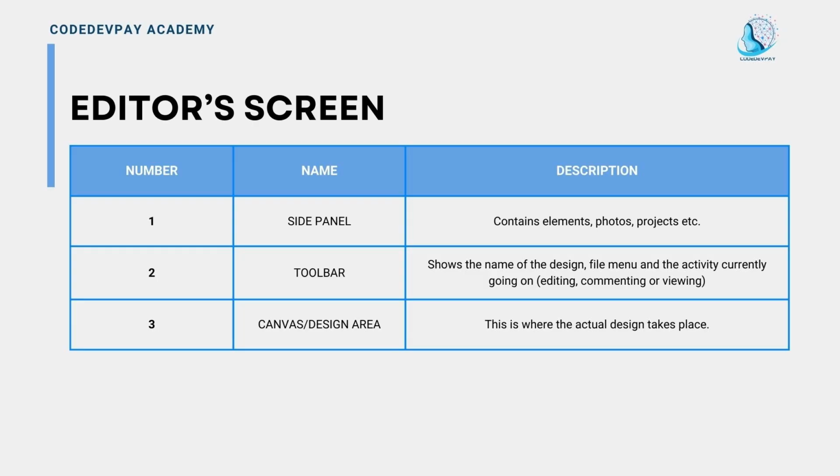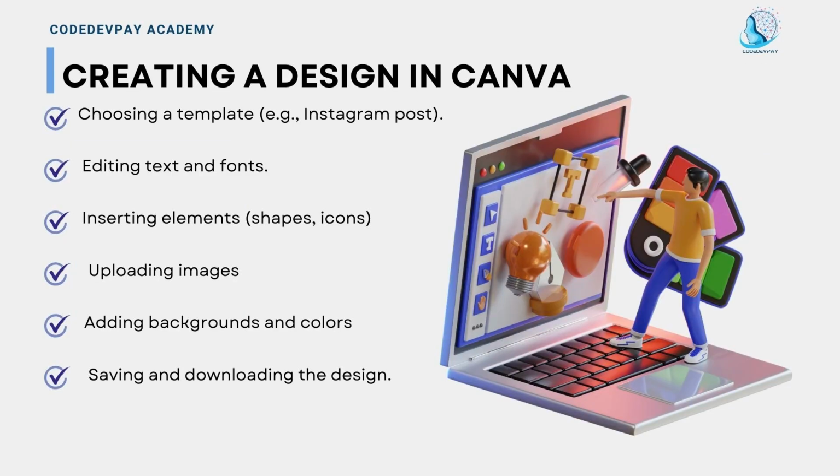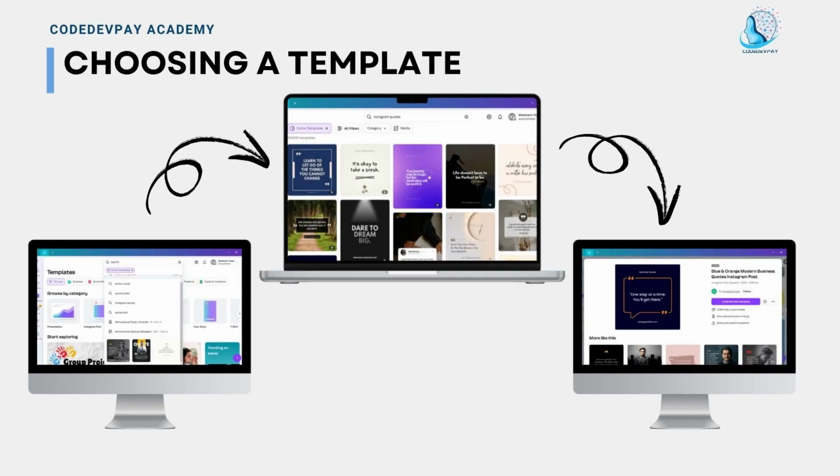Now let's create a design in Canva. Now to create a design in Canva, you need to choose a template. So choosing a template is the first and important step to follow when creating a design. After that, we move to the editing of the text and font. We then insert elements, upload images, add backgrounds and colors, save and download the design. Now, how do you choose a template?